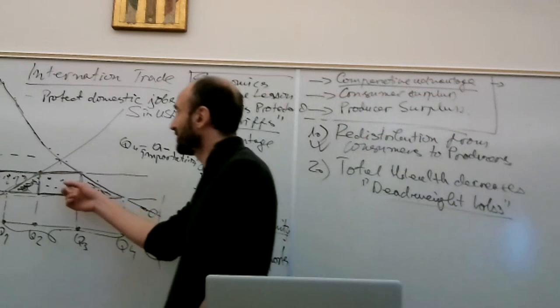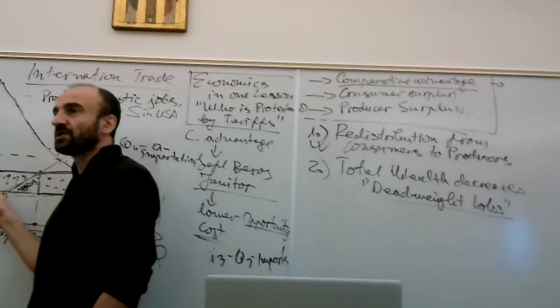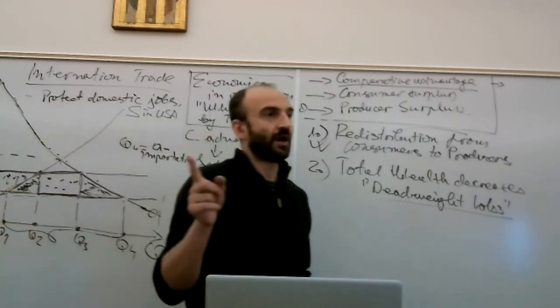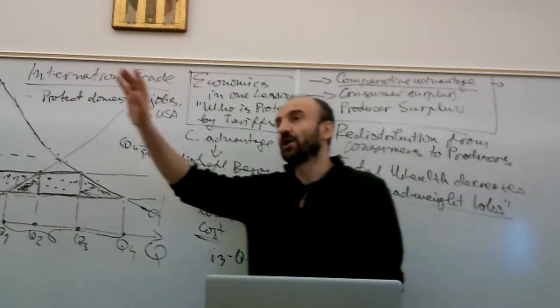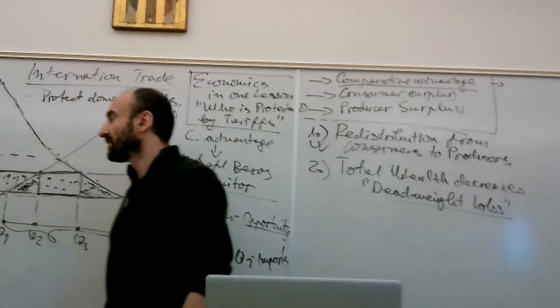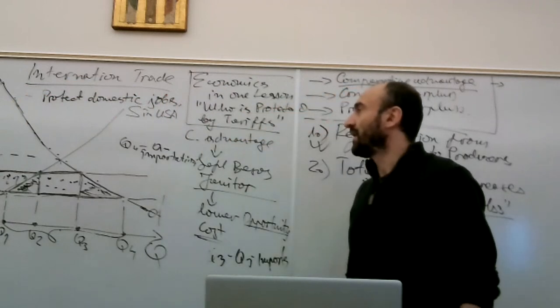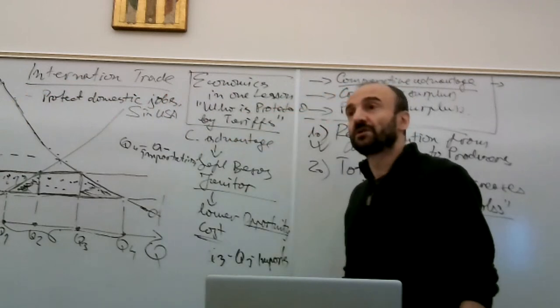The government gets some tax revenue that they didn't have. Domestic steel producers have some revenue that they wouldn't have had otherwise. And consumers suffer and the entire economy suffers, with a lower quantity of steel available at higher prices.